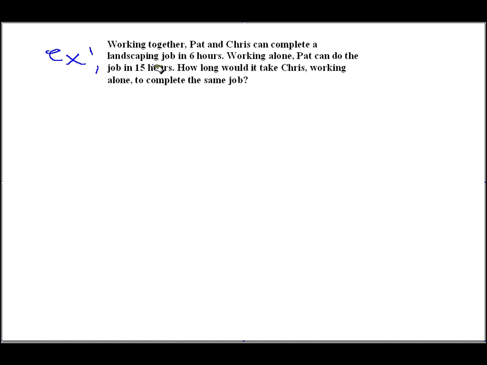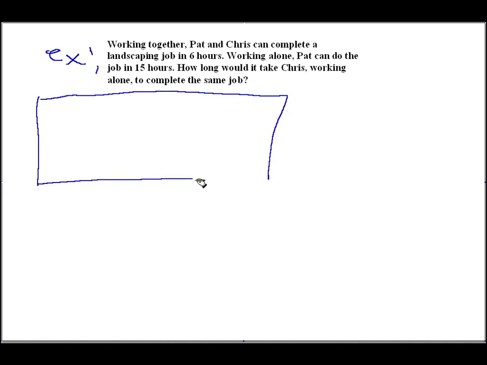So the job here is to do some kind of landscaping work. Now, if Pat and Chris work side by side, the job gets done in 6 hours. So that's given to us, but we're not being asked that. What we're being asked is, if Chris worked all by himself without Pat's help, how long would he take to get this job done? So again, let's make a big table here and set this up.